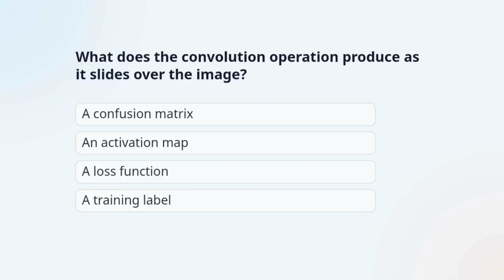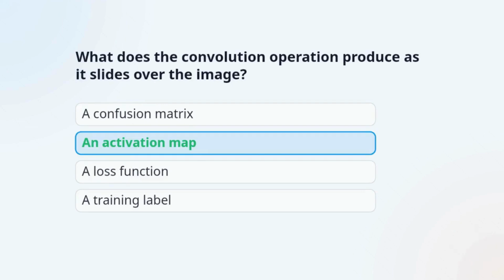Question 3. What does the convolution operation produce as it slides over the image? The correct answer is an activation map. As the kernel moves across the image, it computes responses at different positions. These responses together form the activation map.